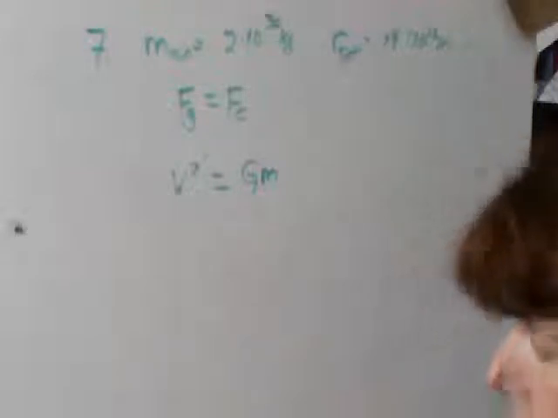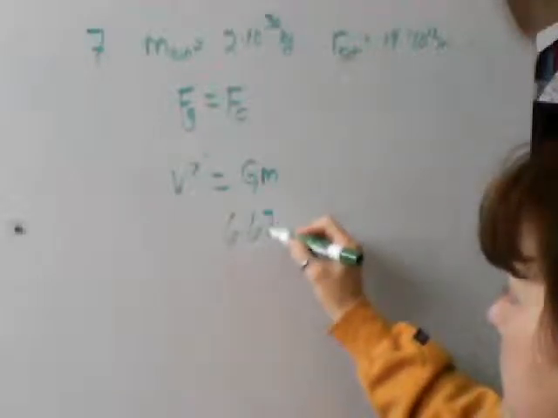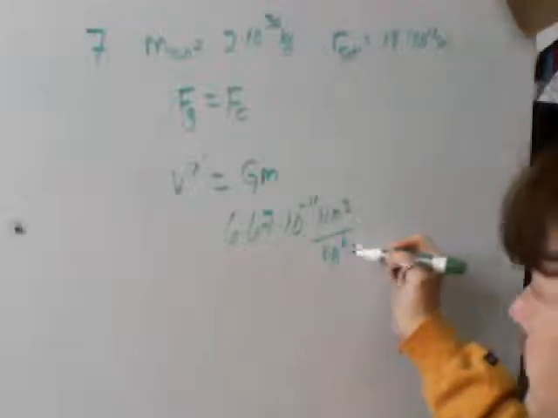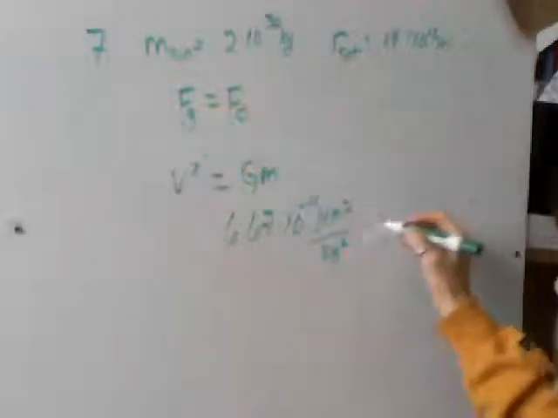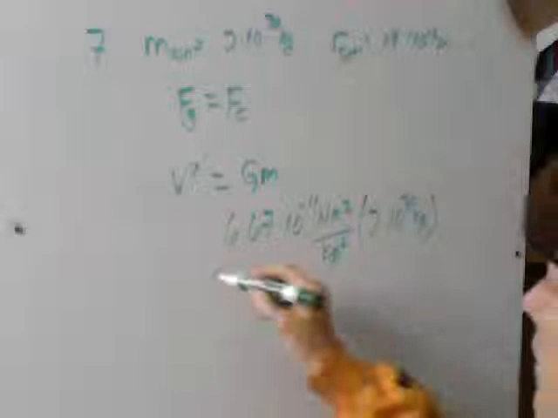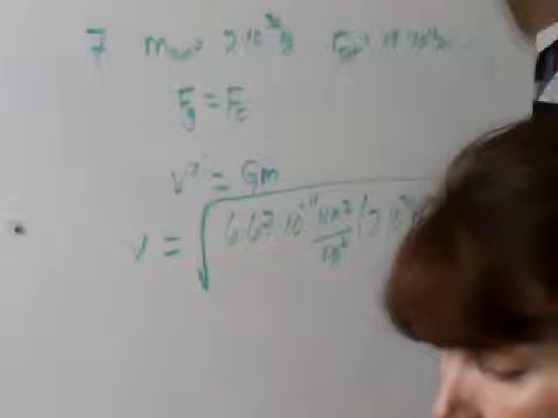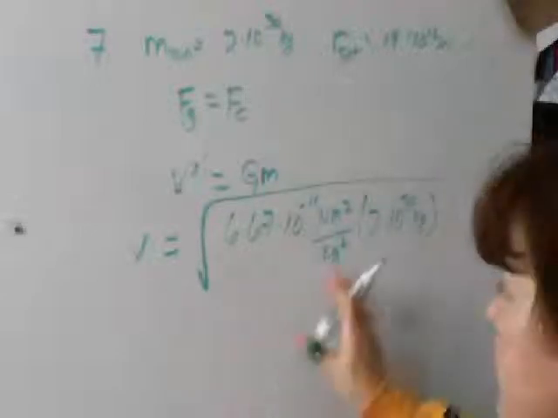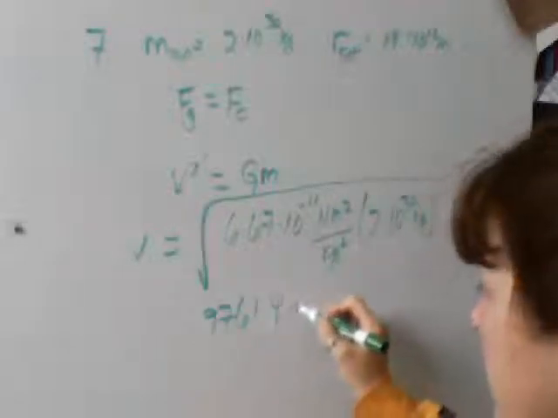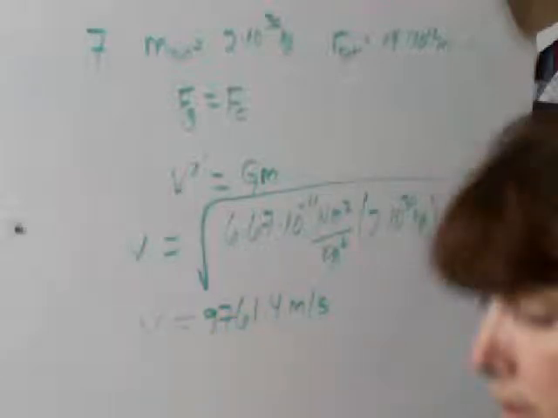And so we can now put in our numbers. We know that the gravitational constant, 6.67 times 10 to the negative 11 Newton meters squared per kilogram squared, times the mass of the sun, 2 times 10 to the 30th kilograms. And we're going to want to take the square root of that whole thing to figure out Saturn's velocity. So the velocity of Saturn orbiting is going to be 9,761.4 meters per second. That's how fast Saturn is orbiting the Sun.